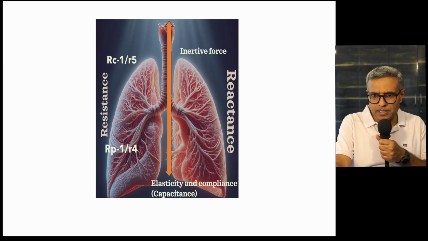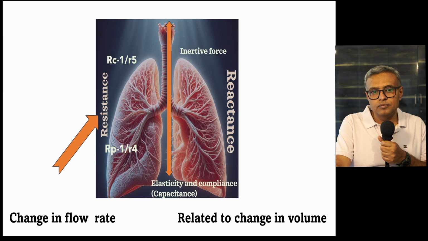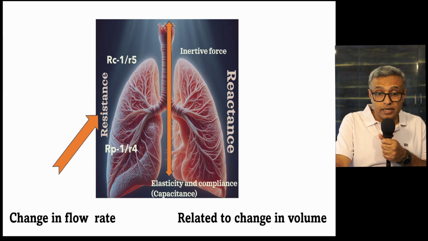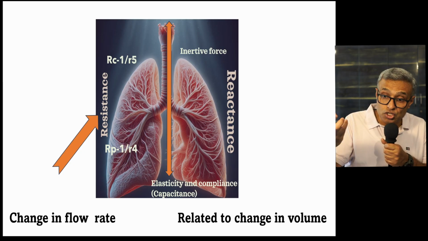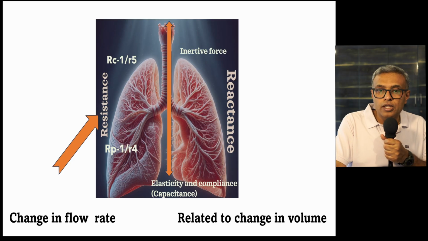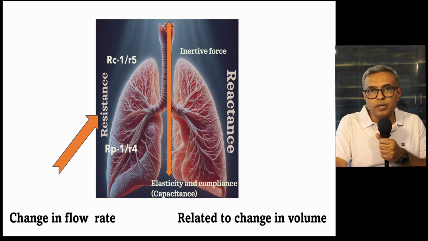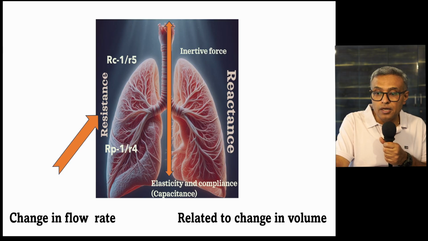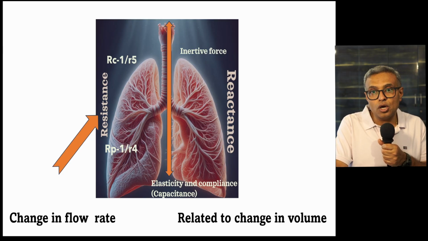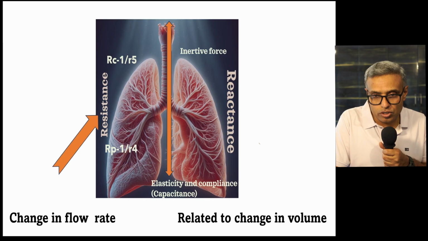This figure depicts basically the same thing, how it is distributed in the lung. So what we need to understand is that resistance is related to change in flow rate, and reactance is related to change in volume. These two are assessed differently by different transducers in oscillometry, and that's how we get the different parameters of the lung, and that's how we interpret oscillometry.